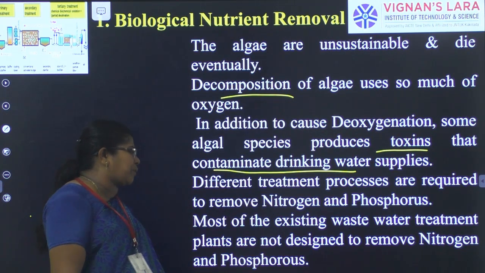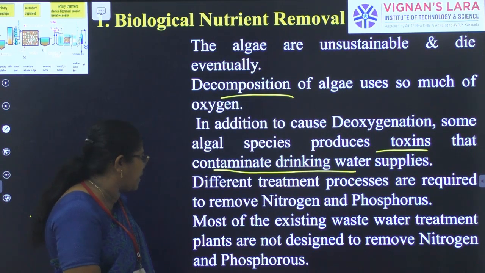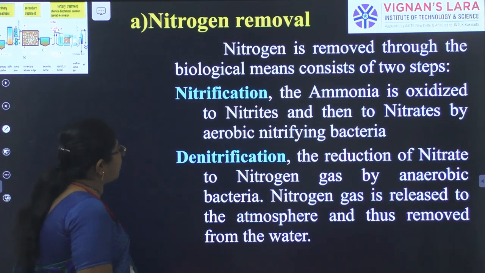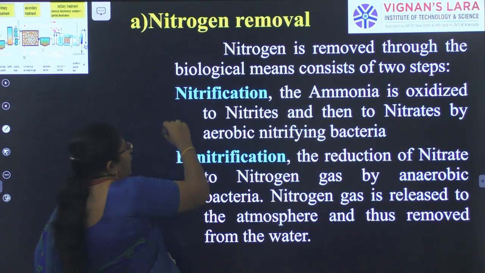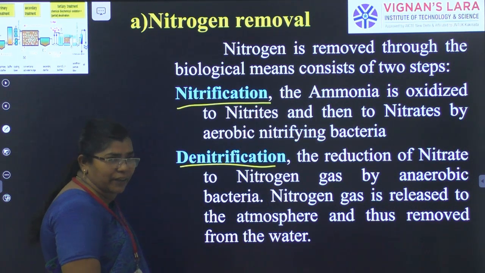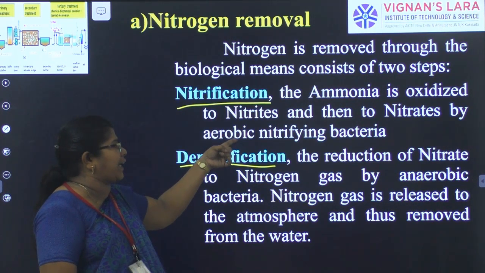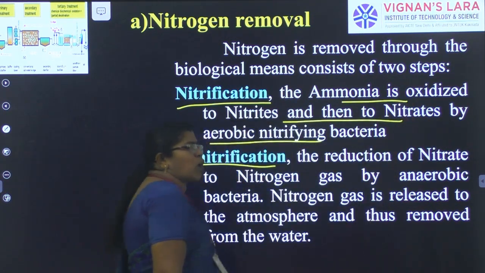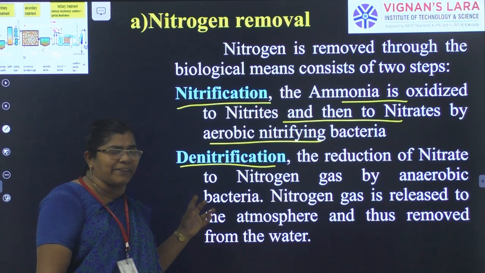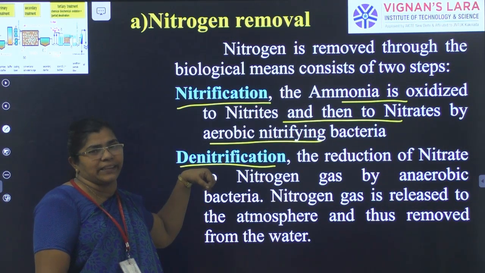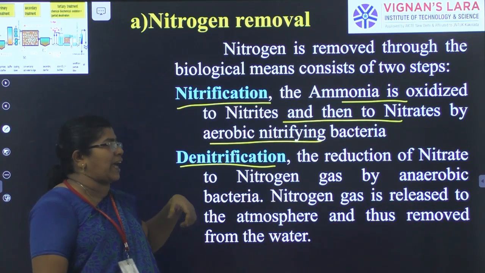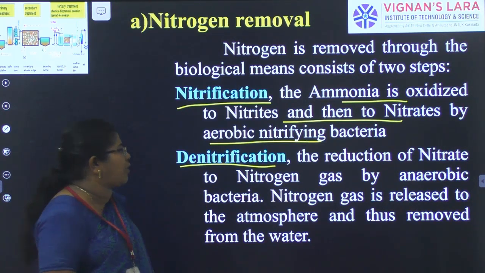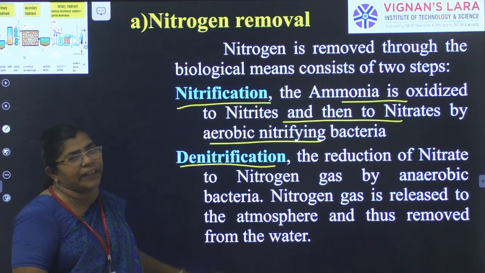Different treatment processes are required to remove nitrogen and phosphorus. Most of the existing water treatment plants are not designed to remove nitrogen, so preliminary and primary treatment do not do it. It needs a very special treatment. For nitrogen removal, we go for two steps: one is nitrification, the next one is denitrification. The ammonia is oxidized to nitrites and then to nitrates by aerobic nitrifying bacteria. This is one important thing. Ammonia, which is the main nitrogen-bearing compound, is oxidized to nitrites. Then again, with the help of oxygen and aerobic bacteria, the nitrites react with oxygen and form nitrates. This is called the nitrification process.